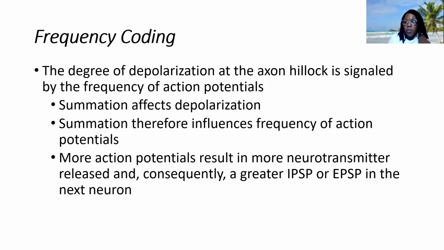So summation is also feeding into frequency coding. And this is the idea that if we increase the rate of action potential firing, we increase the amount of neurotransmitter that's released, and we increase the degree of the IPSP or the EPSP on the subsequent neuron, which is going to get us closer to threshold on that neuron as well.